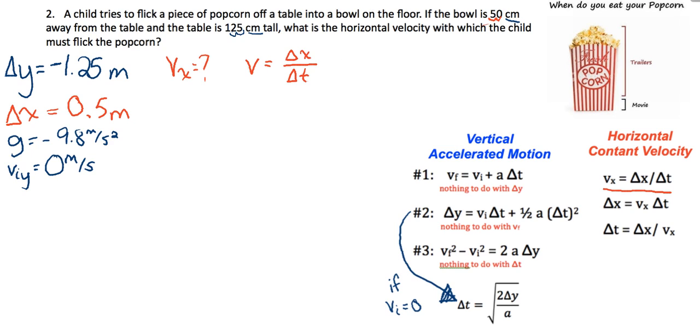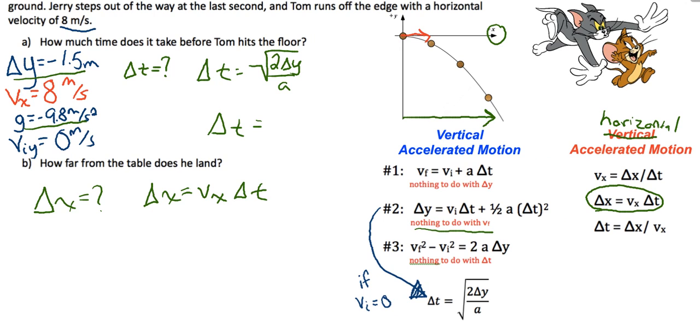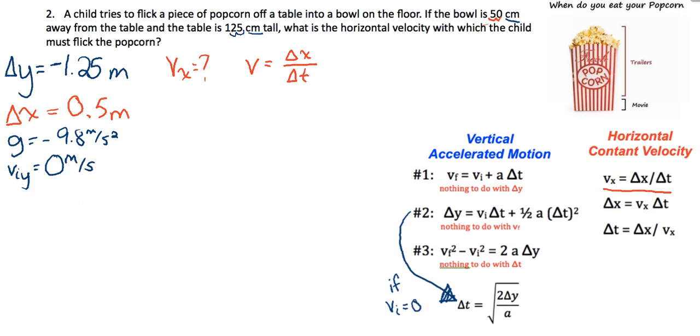So let's think back to the last problem really quick. In the previous problem, they first asked us for time, and then we used that time to solve for the distance. It's the same idea here. They're asking us for velocity, but we need the time in order to do that. So this is a two-step problem. The first thing you're going to have to do is solve for time.